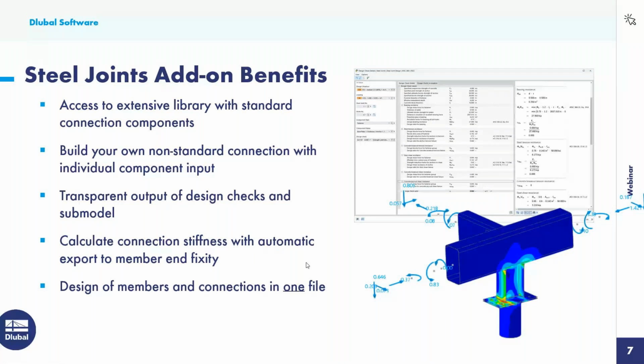We can also calculate the true connection stiffness, so the axial and rotational stiffness of this connection, and we now have the ability to automatically export this stiffness back out to the global model in RFEM for the member end fixity. And finally, this leads to the design of the members and the connections in one file. We no longer have to export out member end forces to a third-party program every time the model updates. We have to re-export out those forces, but rather everything is working together again in one file.